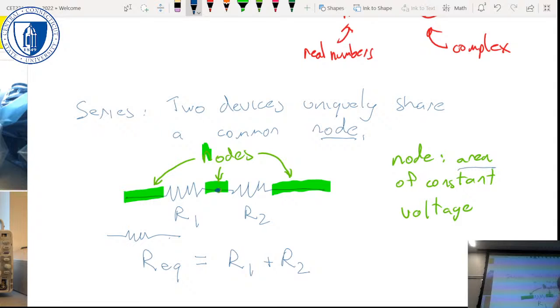So we know, we said it earlier, we've got this: two devices uniquely share a common node. Right? And we have I1 flowing here, and we have I2 flowing here. What can you say about the relationship between I1 and I2?